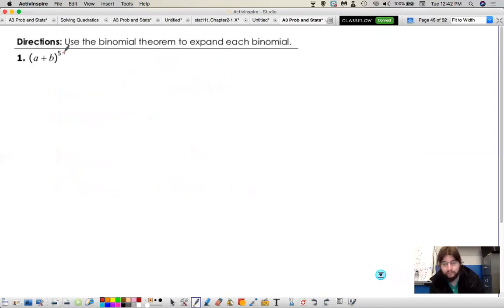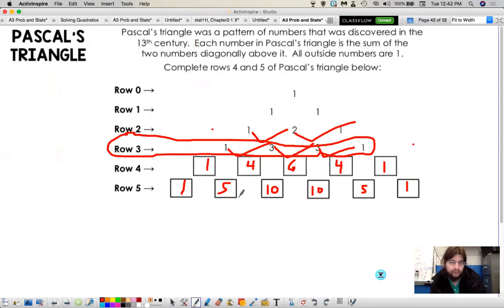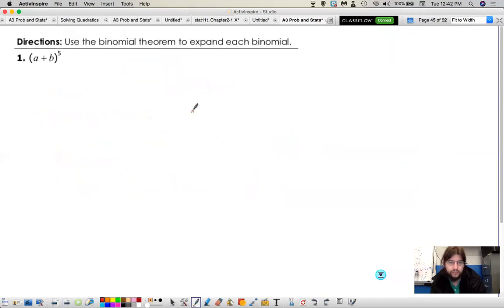This time we got 5, though. So if I go look at Pascal's triangle, 1, 5, 10, 10, 5, 1. I would highly advise writing down the coefficients before you do anything else. 1, 5, 10, 10, 5, 1.